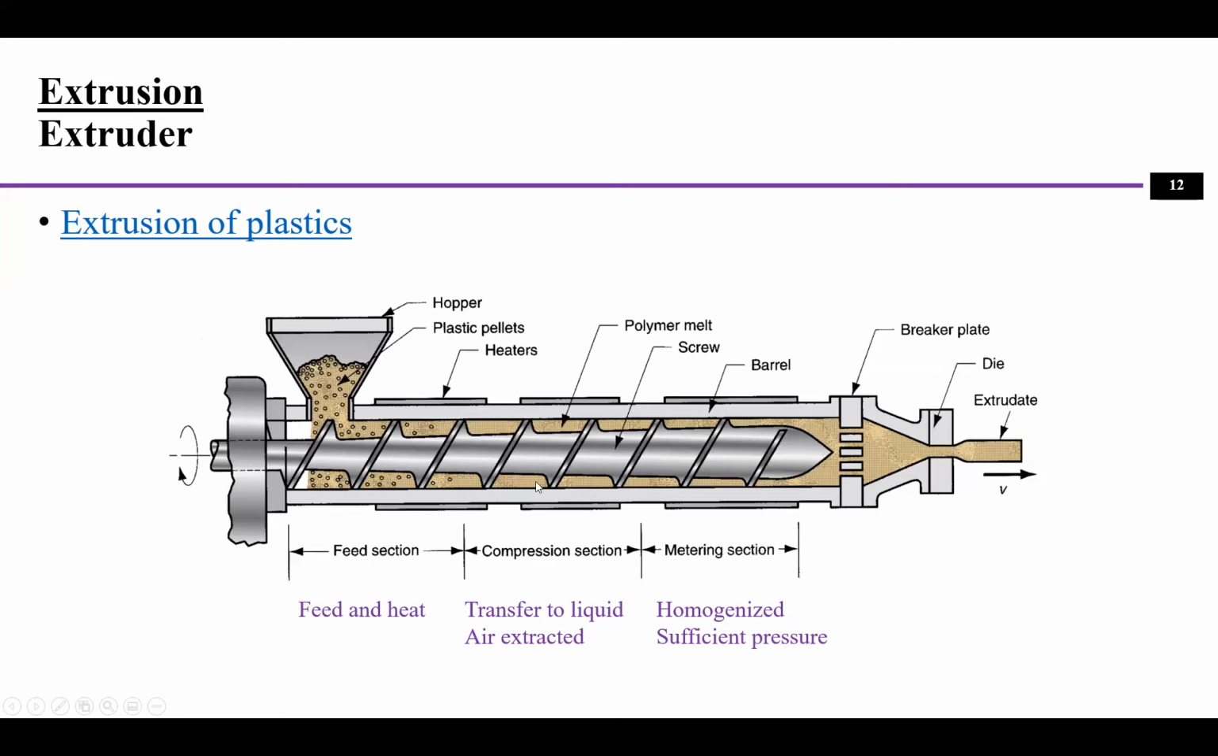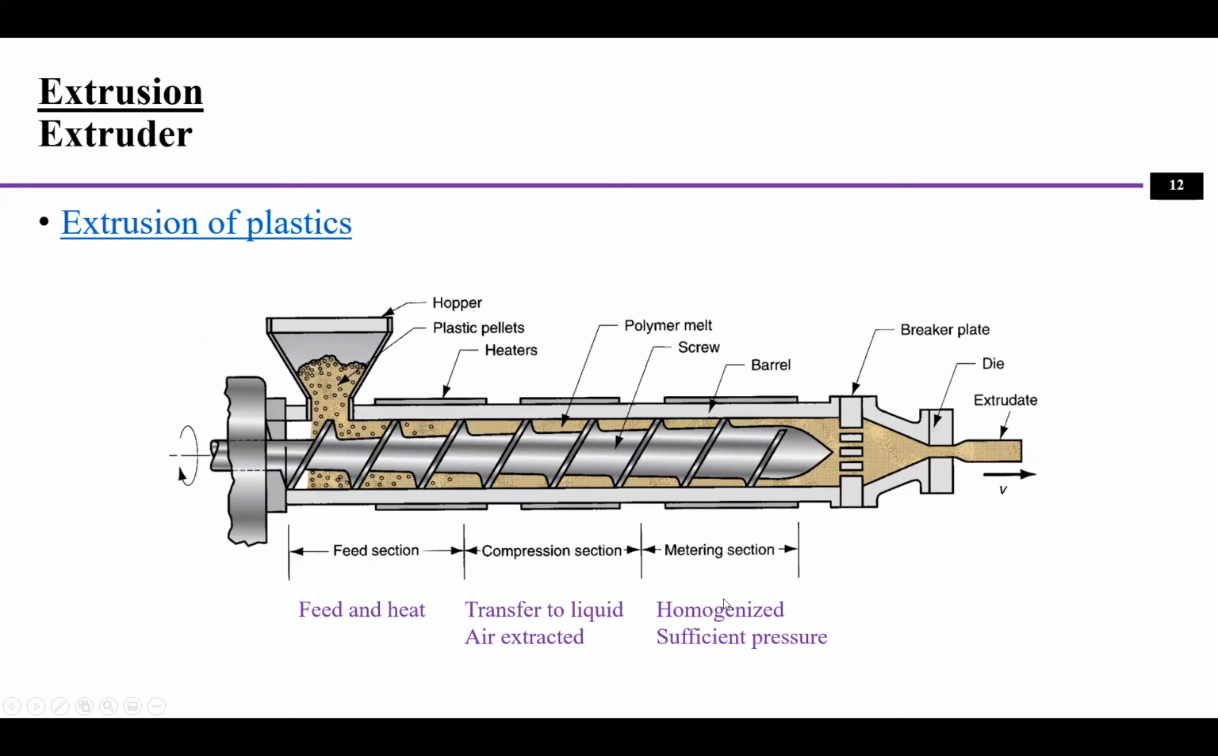In this section, some of the extra air will be extracted, and also the material will be further heated into a liquid state. And then after that, it will get into the third section, which is the metering section. The purpose of this section is to make the material, or all the plastic melt, to be homogenized.